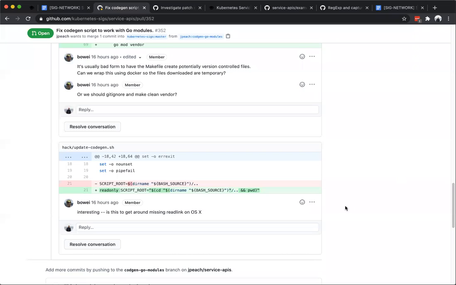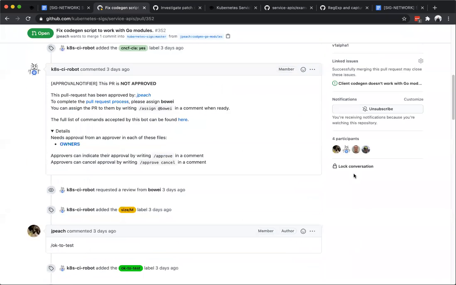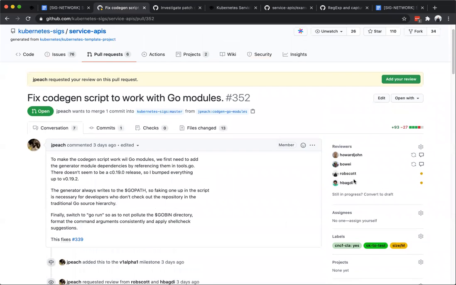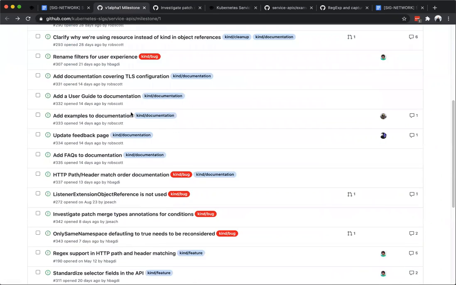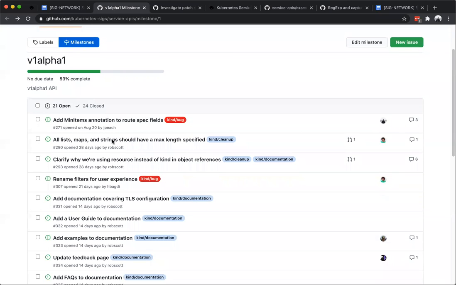Yeah, that is fun. Thank you for taking this one on. It'd be good to have this a little less finicky. I think that's all for what we have left in V1 Alpha 1, at least right now.